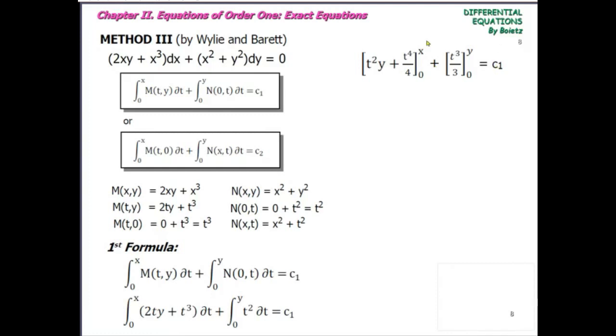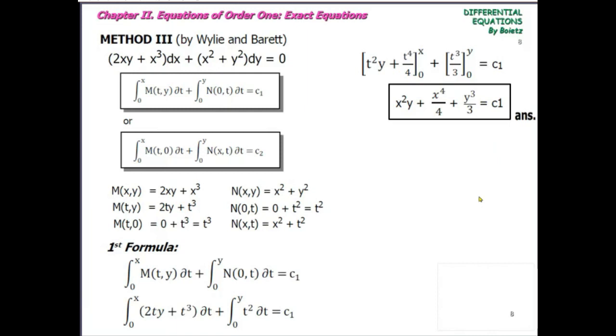Then the limit is from 0 to x, and 0 to y for the other one. Then apply the upper limit. So it becomes x squared y, x to the fourth over 4. Apply 0 there and it becomes 0. So the lower limit is gone. Then this becomes y cubed over 3 minus 0 cubed over 3. So plus y cubed over 3 is equal to c1. And that is your final answer.